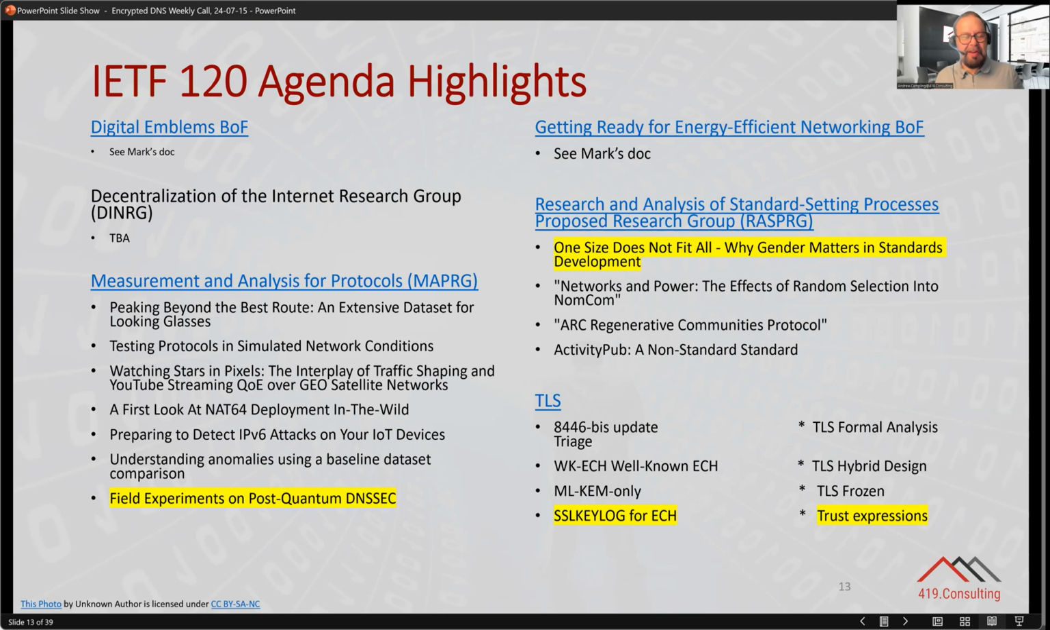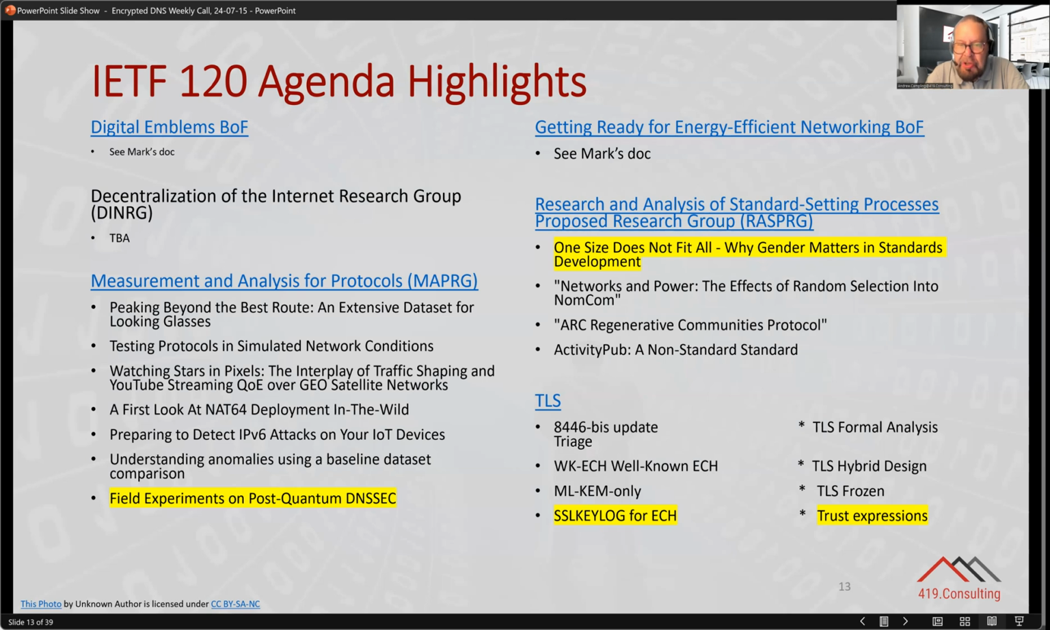So conflicting with the digital emblems BOF, you've got the DIN-RG research group looking at centralization and decentralization. Again, sadly, no agenda published for that yet. There's usually some good stuff on there, but I don't know what that is yet. And sadly, this time around, that clashes with another research group, the MAP research group, measurement analysis for protocols. I've listed the various topics on the agenda for that, and in particular, I think the field experiments for post-quantum DNSSEC look very interesting to me. I did a couple of blog posts on that topic, so I think that would be quite an interesting presentation, certainly worth catching up on.